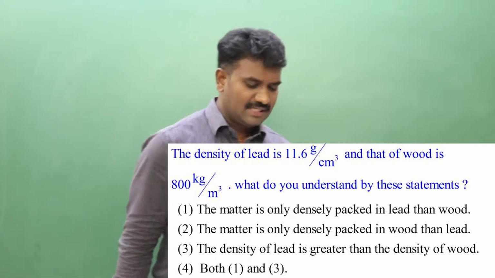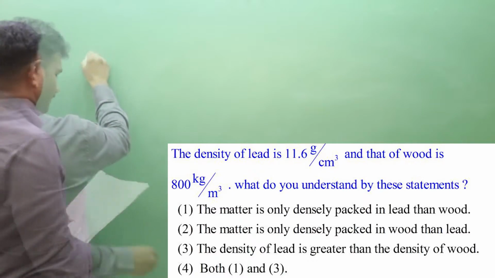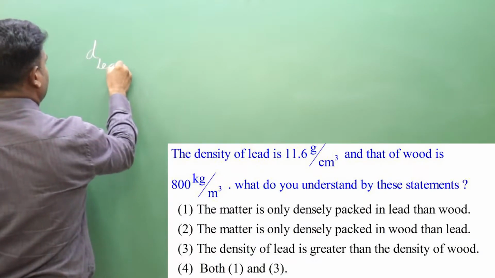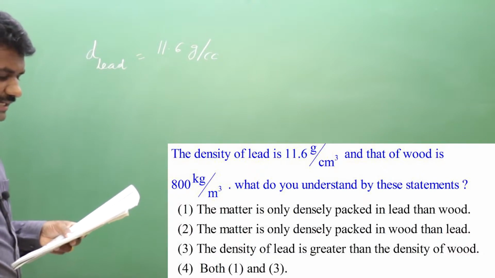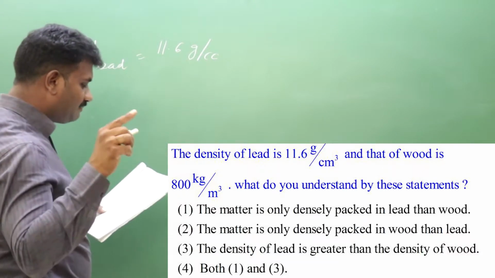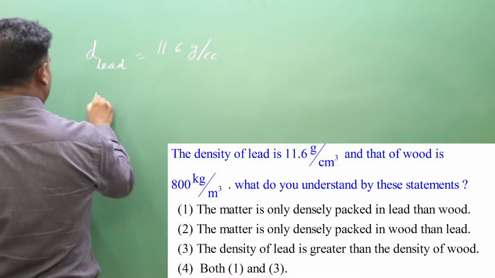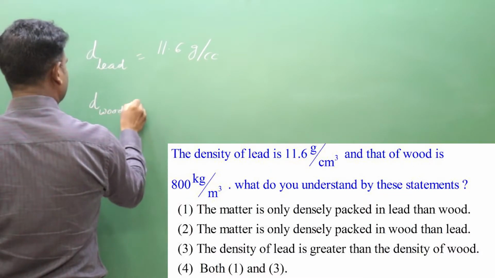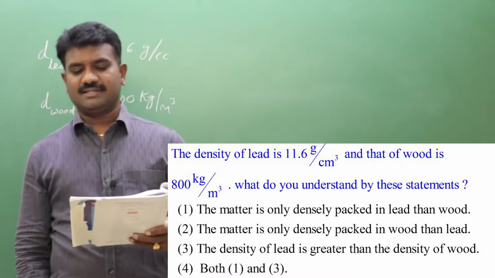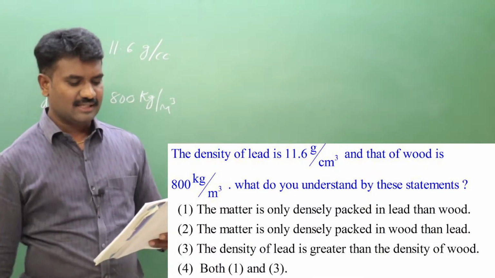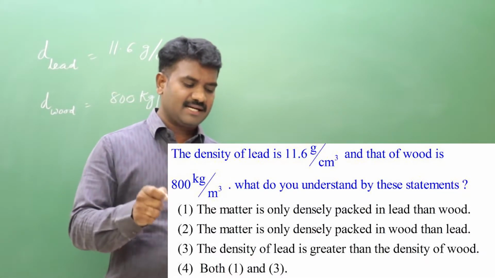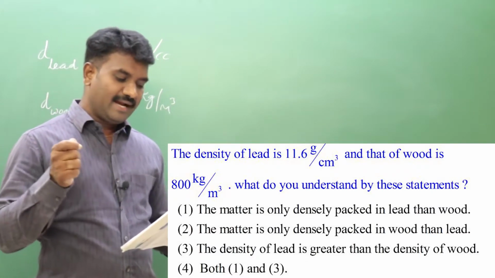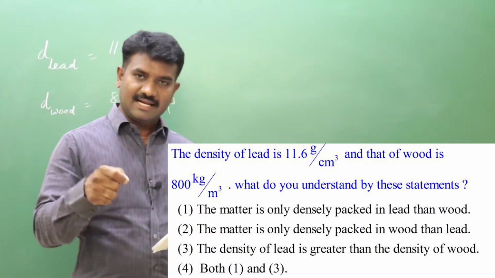Density of lead is 11.6 gram per cc, and density of wood is 800 kg per meter cube. What do you understand with these statements? The statements are given like this. Matter is only densely packed in lead than wood. Matter is densely packed in wood than lead.